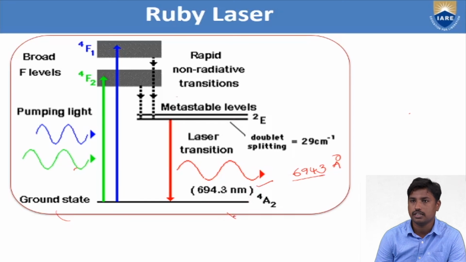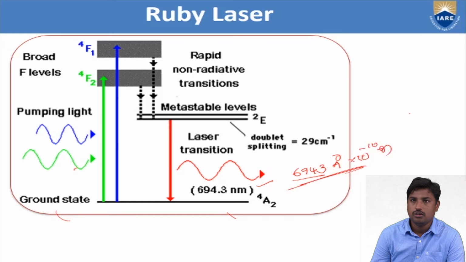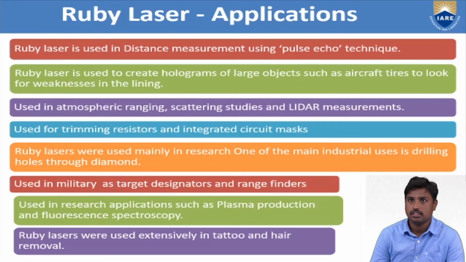An angstrom is 10 power minus 10 meters, and a nanometer is 10 power minus 9 meters. Whatever you call it, don't worry. So this is about the ruby laser. We have some drawbacks and advantages of the ruby laser, which we are discussing in the next slide.